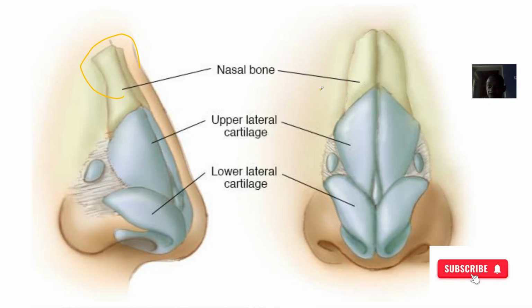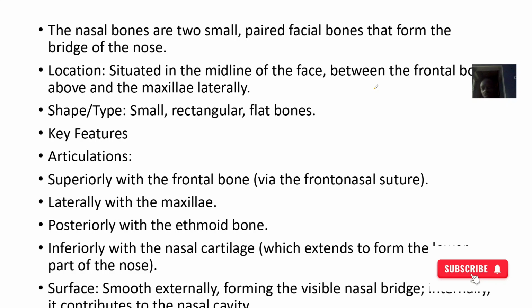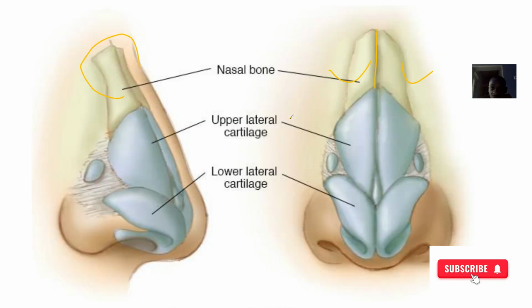Why? It is actually one bone, two bones, but they are the same. They are fused in the middle. Do you understand? So that's why we call them nasal bones. They are quite small. They are paired facial bones, and they form the bridge of the nose. They are situated in the midline of the face between the frontal bone above and the maxilla on the sides. For their shape, they are small, rectangular, flat bones.